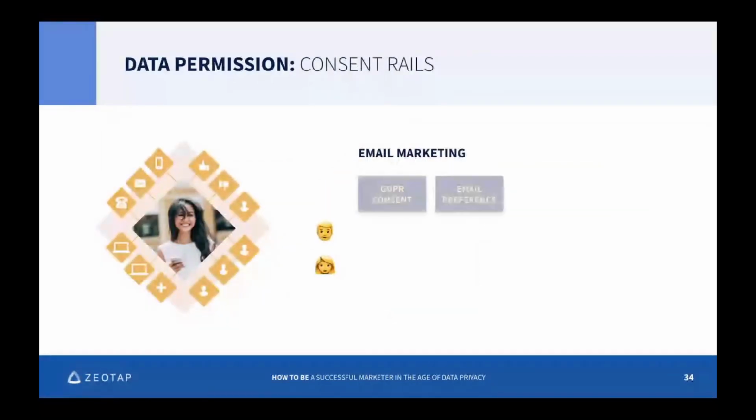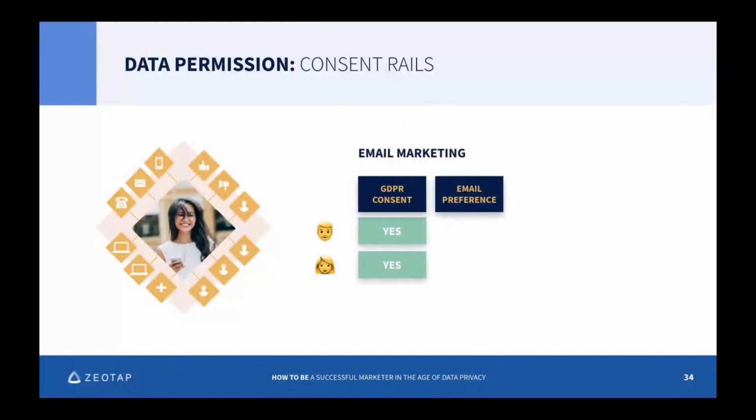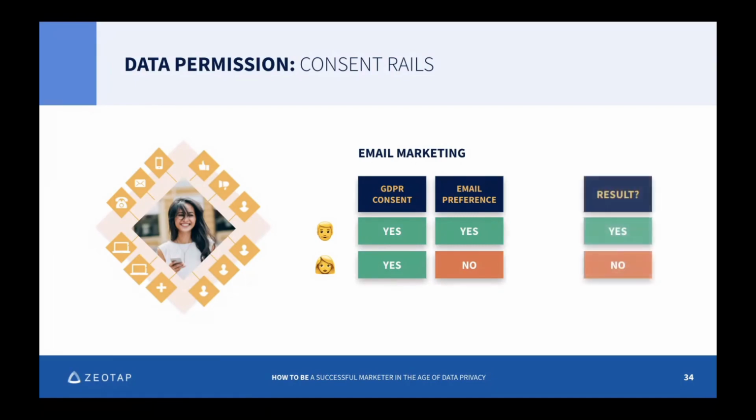And this is all about getting you and your DPO to set what we call consent rails. So these are basically systems and processes that you set up once, and then you as a marketer, you can run along them forevermore. So let's say, for example, you want to run this kind of email marketing campaign. We sit with our DPO and say, yes, you need GDPR consent to do that. And yes, you need email preference ticked in order to do that. If those two things are correct, you can go ahead and send that email. So forever and forevermore, you have that plugged into your system.